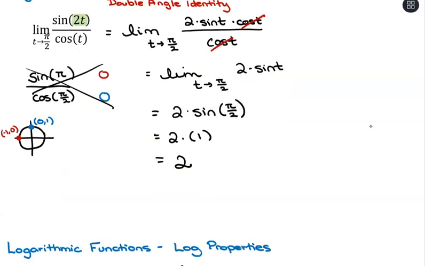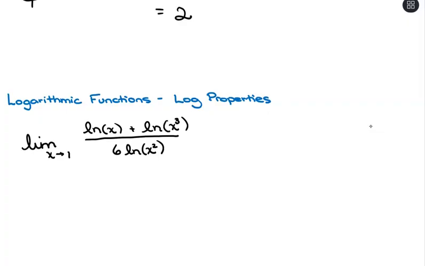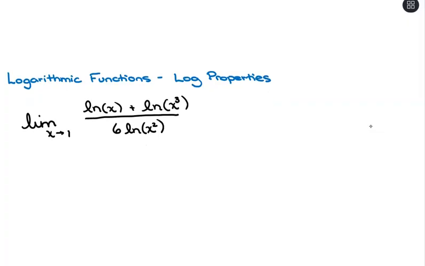All right. Last example here is going to use logarithm properties to help us simplify. So at this point, if we plug in, we're taking natural log of 1 all over the place, and natural log of 1 is equal to 0. So we'd be getting a 0 in the numerator, 0 in the denominator. So what we're going to do is use logarithm properties, and there are quite a few that we're actually going to use in this scenario.